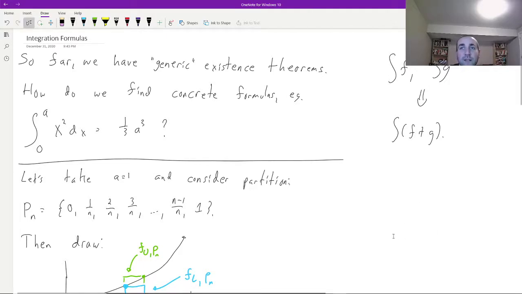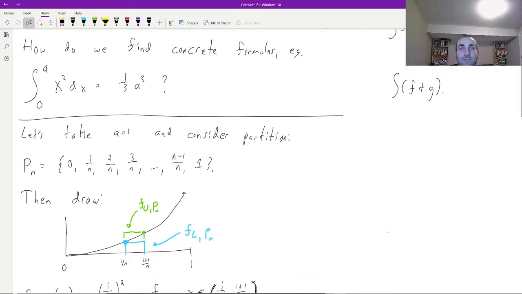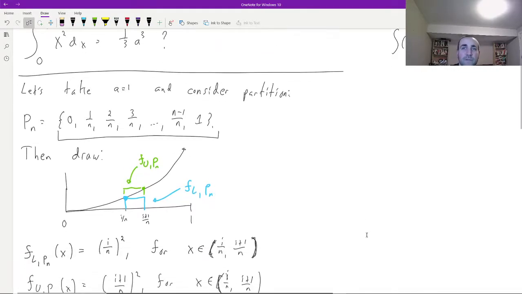So I'm just going to do that very quickly in this video. I'm going to take a equals 1 just to make some of the notation a little bit shorter, but the following argument is going to work more or less the same way when a is a general number. And I'm going to fix some partition. And to make my life easier, I'm going to fix this uniform partition, Pn. Again, the details of the following don't depend too strongly on that, but it certainly makes life a little bit easier to choose a uniform partition.